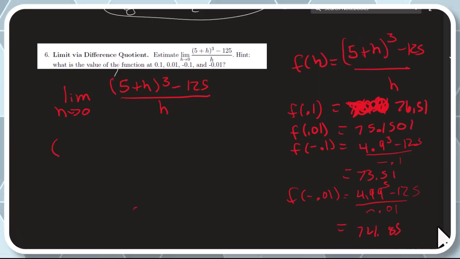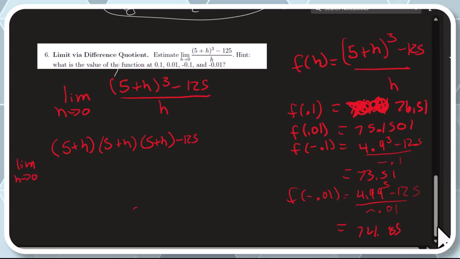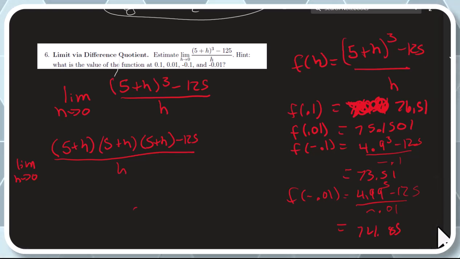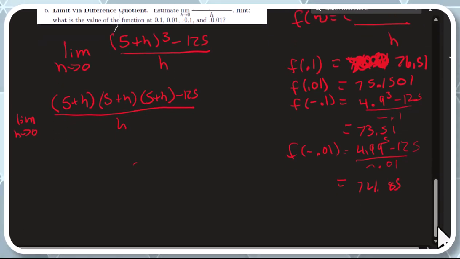So you would have to multiply out 5 plus h times 5 plus h times 5 plus h minus 125, the limit as h approaches 0, all over h, because if you just plug in 0, you would get 5 cubed minus 125, which is 0 over 0, which is indeterminate. So you have to do something to simplify it.